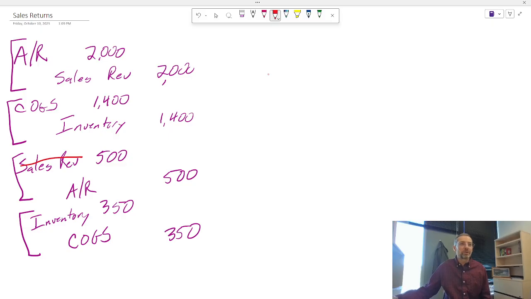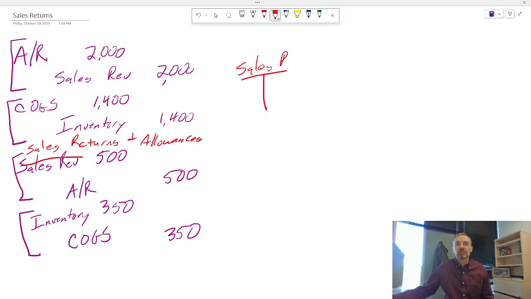So instead of putting it directly in sales revenue, which would, again, lose all of that information for us, we are going to put it into another contra revenue account called sales returns and allowances. So just like sales discounts, this is a contra account. So if we combine this with our sales revenue account, and so we'll have sales returns.